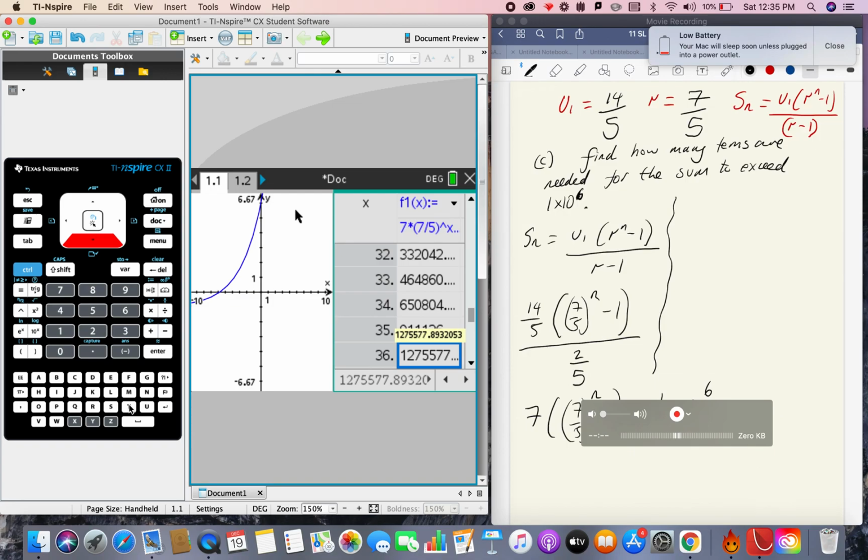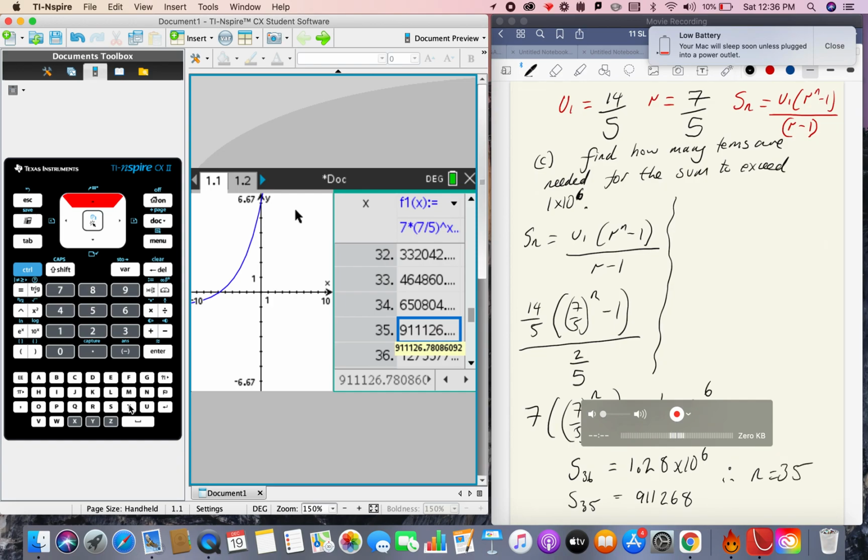So basically you're just going to write down S of 36 equals 1.28 million, which is greater than 1 times 10 to the 6. We'll just write down S of 35 just as a comparison, and that's 911,268. Therefore, we need 35 terms. Okay, you can see that.